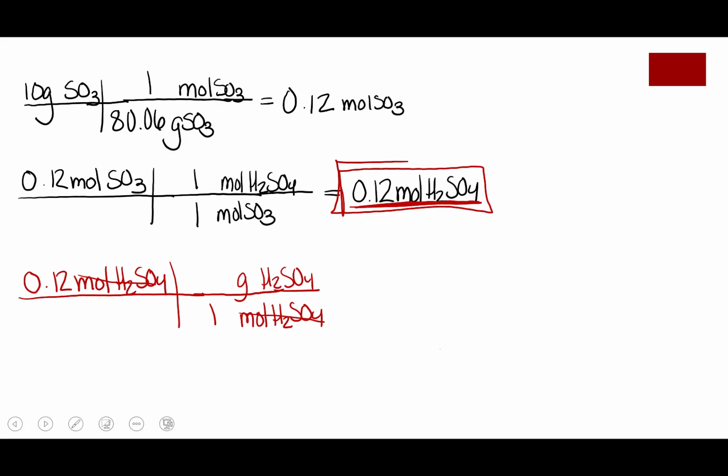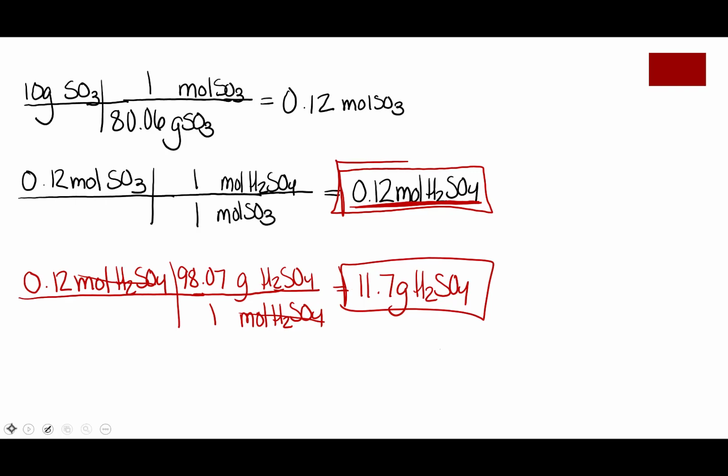So get the molar mass, so 15.999 times 4 plus 32.066 plus 1.008 times 2. So the molar mass for sulfuric acid is 98.07. So multiply across the top, divide by the bottom, so 0.12 times 98.07 divided by 1, and we're going to get 11.7 grams of sulfuric acid. Okay, so that's our answer.